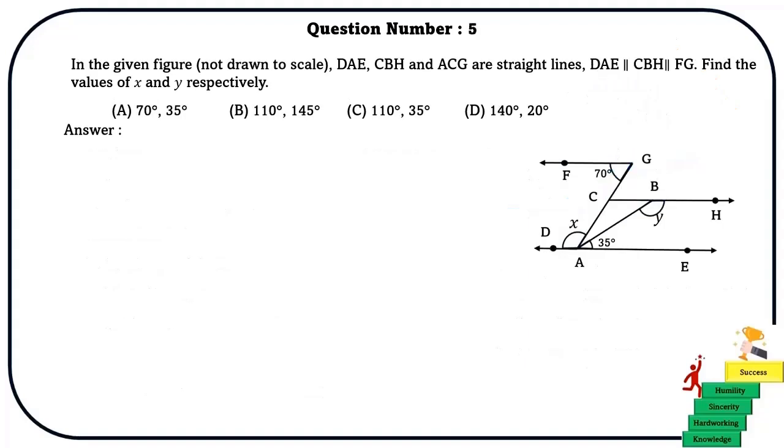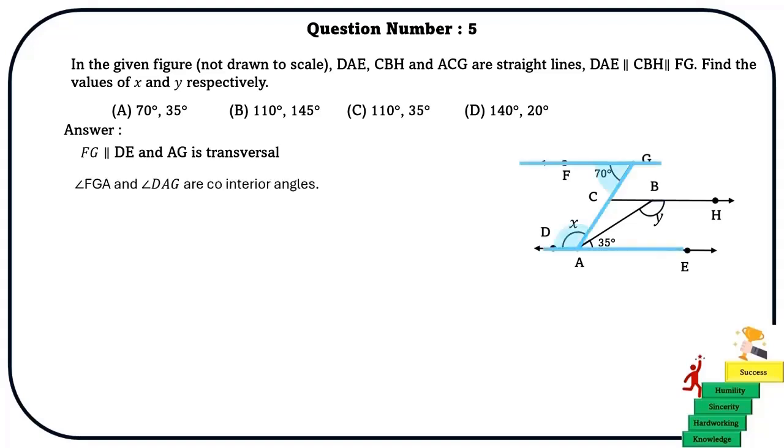Question number 5. In the given figure not drawn to scale, DAE, CBH and ACG are straight lines. DAE is parallel to CBH is parallel to FG. Find the values of x and y respectively. FG is parallel to DE and AG is the transversal.